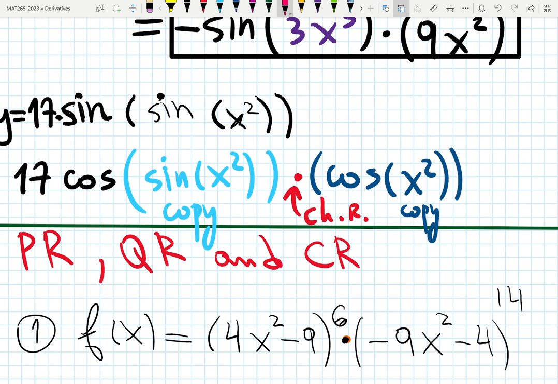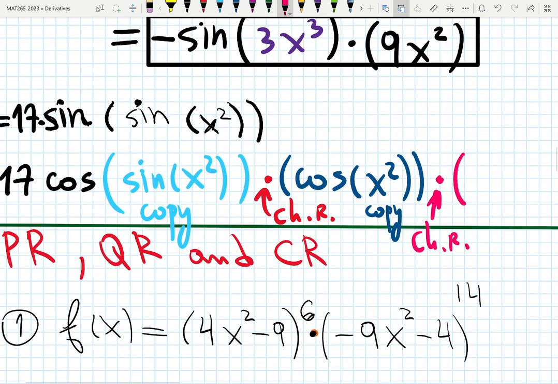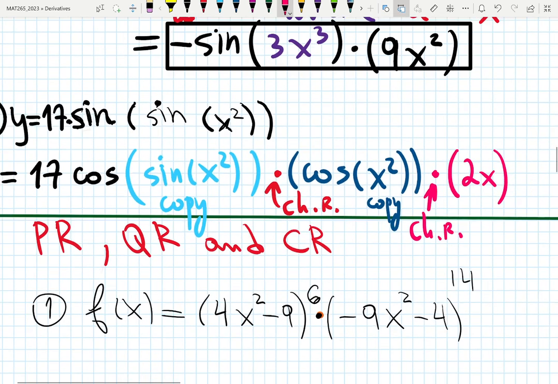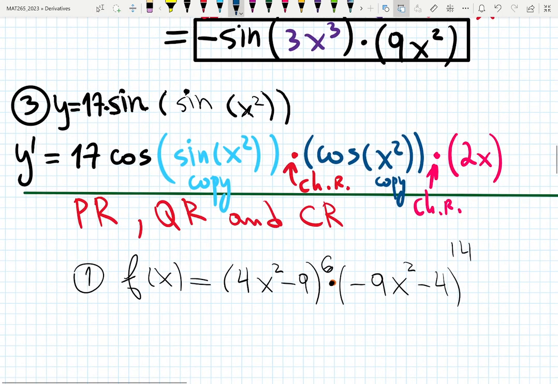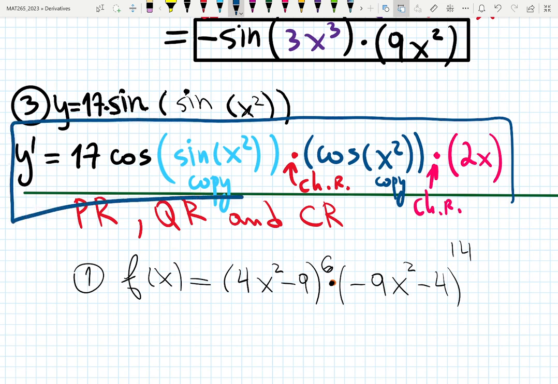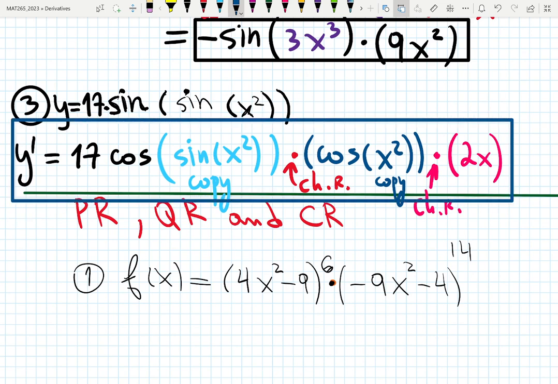Then chain rule says, still don't stop. I see one more function inside. And the last function is x squared, and the derivative of x squared is 2x. And that is the correct answer. This is why it's called chain rule. It creates a chain. They are chained or linked together through this idea of derivative of the function outside, copy inside, times derivative of the function outside, copy inside, times the derivative of the function inside.